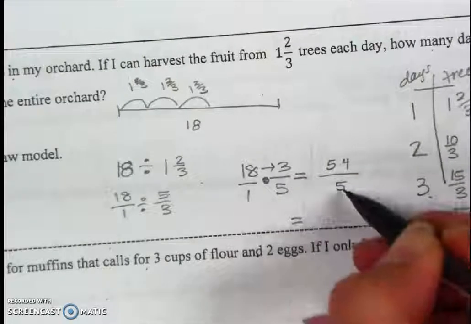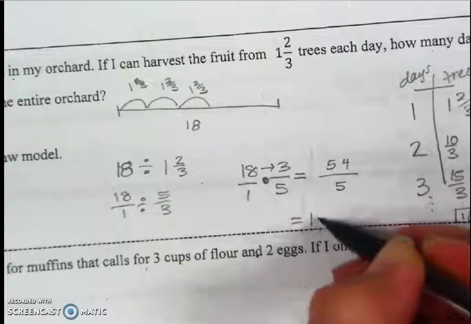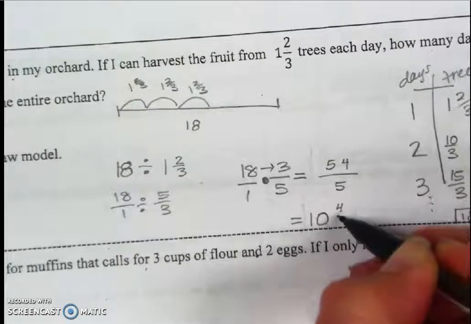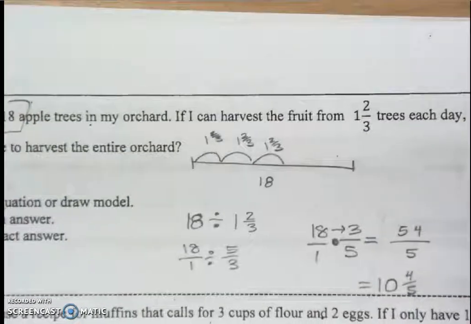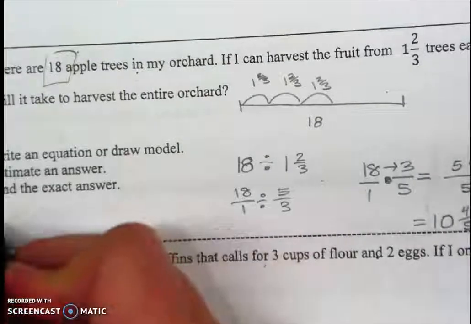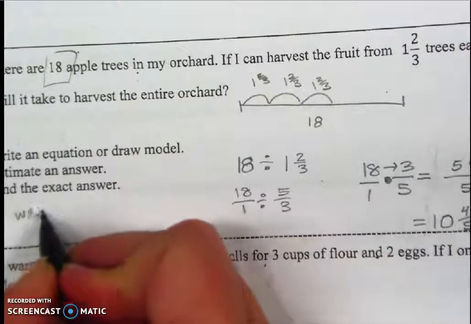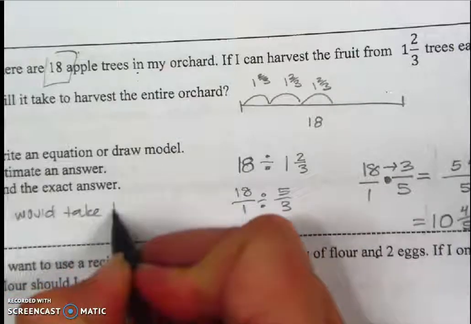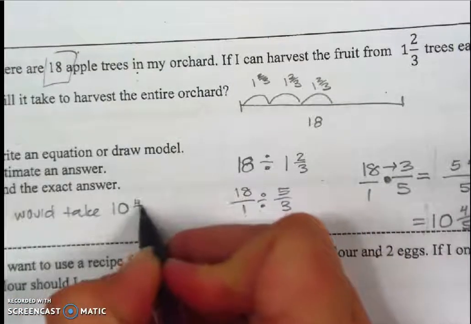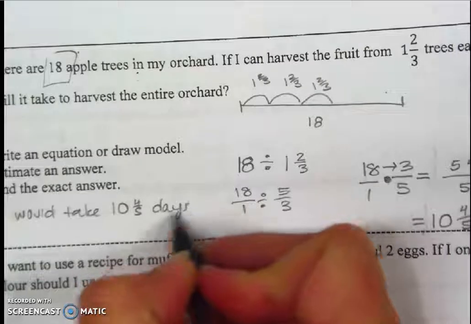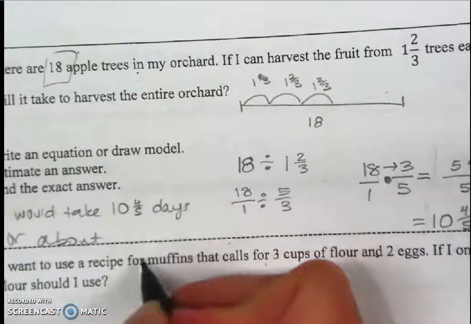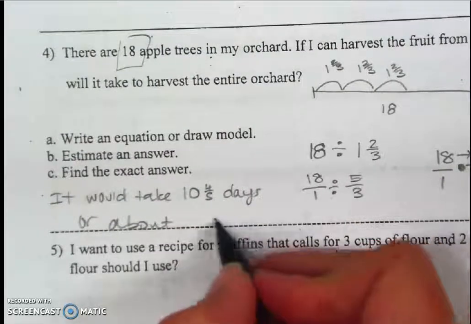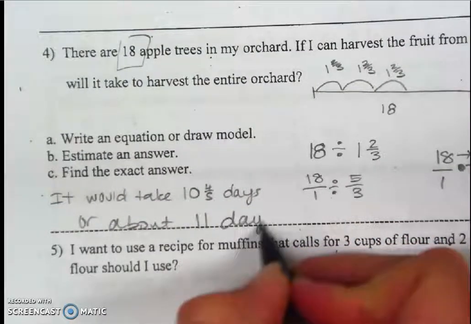And how many groups of 5 can I take out of 54? Well, I could take out 10, but I would have 4 left over out of 5. All right, so that tells me 10 4/5. Well, what were they asking about? How many days will it take to harvest the entire orchard? We could say it would take 10 4/5 days, or that's about, if we need 4/5 a day, we might as well work the whole day. So, or about 11 days.